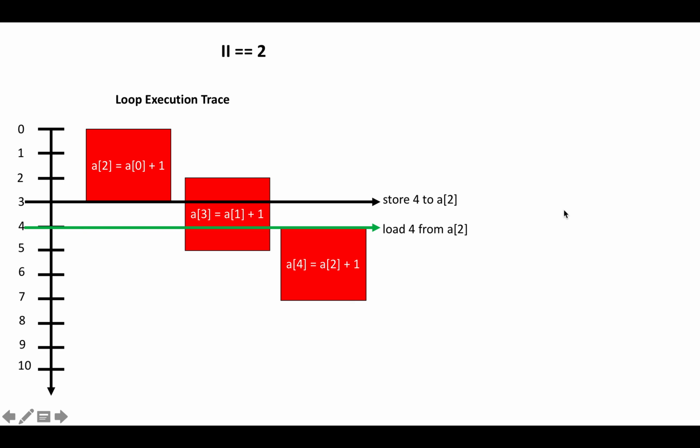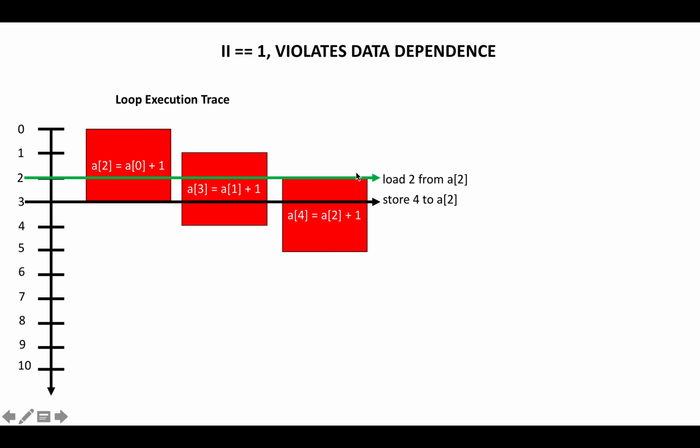And then when we go all the way down to an initiation interval of 1, the load crosses over the store and we violate this data dependence, right? We store the value to A2 after the load, even though in any legal sequential execution, the load would have to be done after the store. And in our example data from last video, that would mean loading the value 2 from A2 instead of the value 4, which is what we should see.